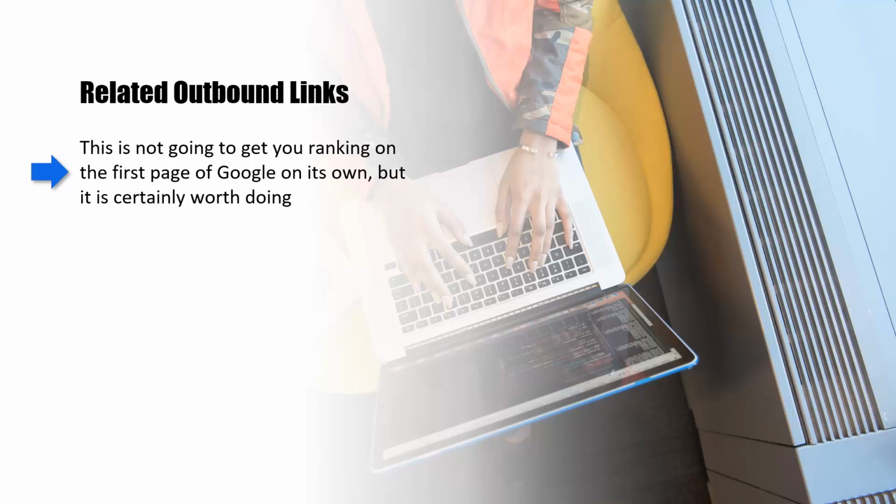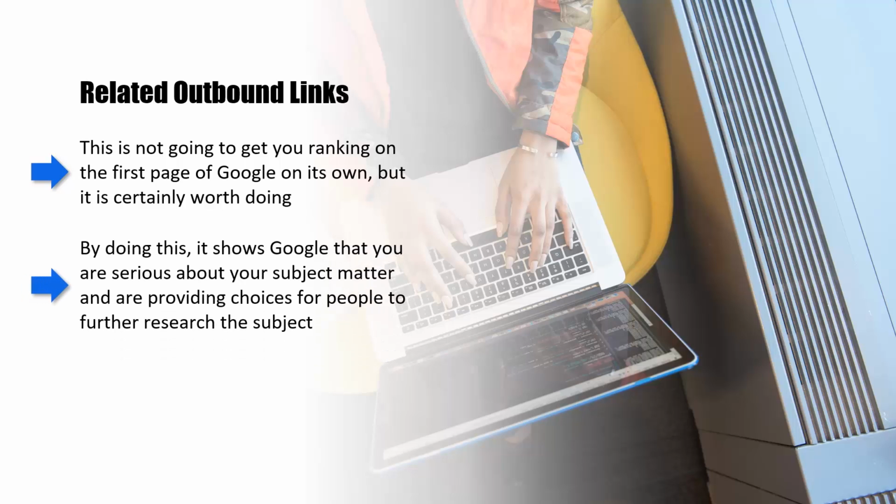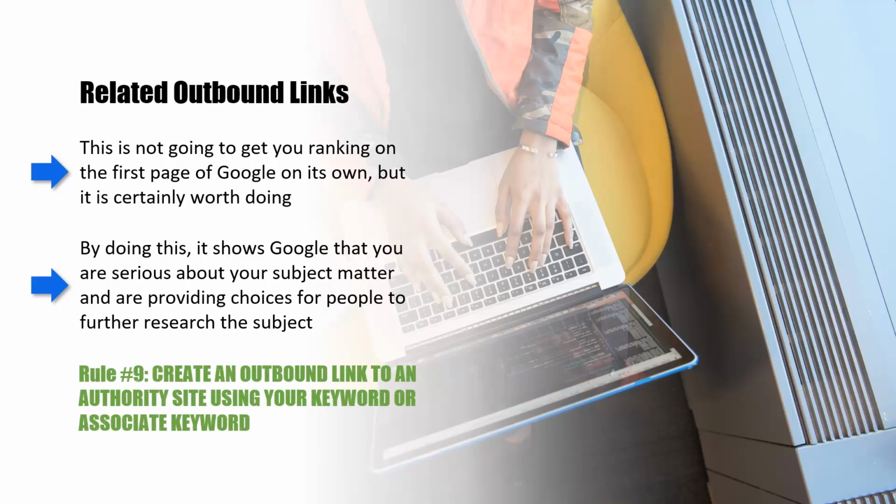Related outbound links. This is not going to get you ranking on the first page of Google on its own, but it is certainly worth doing. You can link to a high authority site, in other words, wikipedia.org, using some appropriate anchor text such as dog training. By doing this, it shows Google that you are serious about your subject matter and are providing choices for people to further research the subject. You only need one link on each page. So the 9th on-page optimization rule is create an outbound link to an authority site using your keyword or associate keyword.